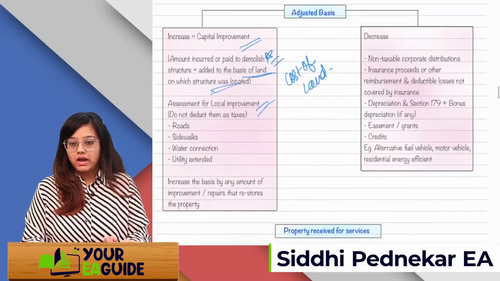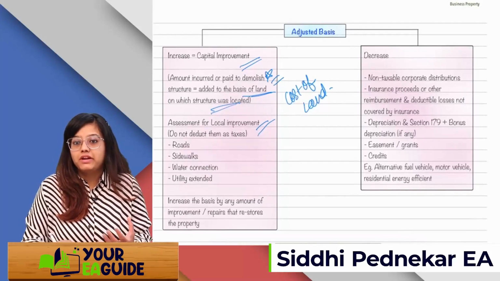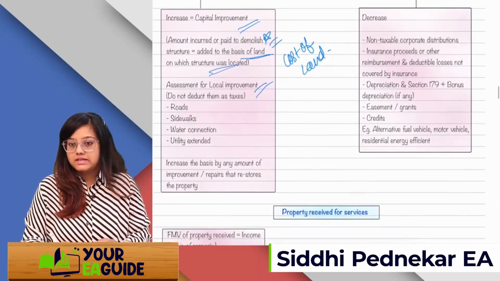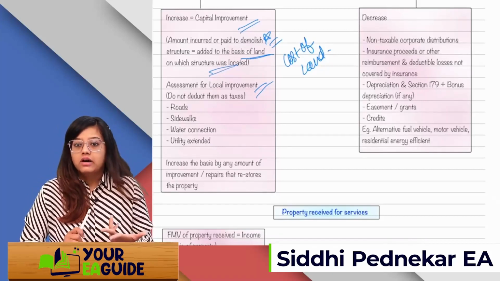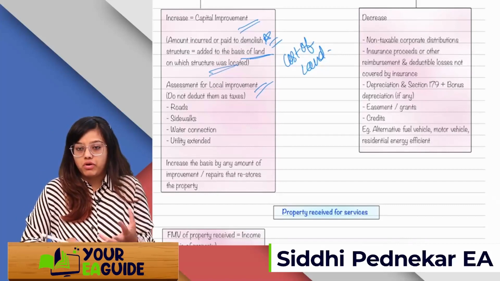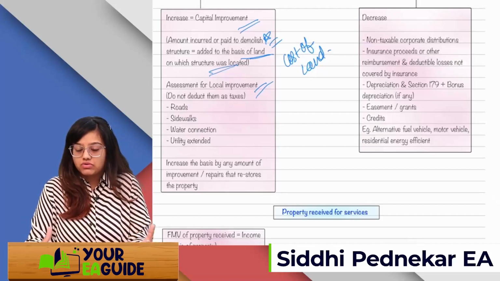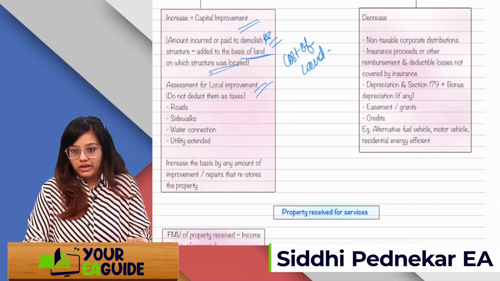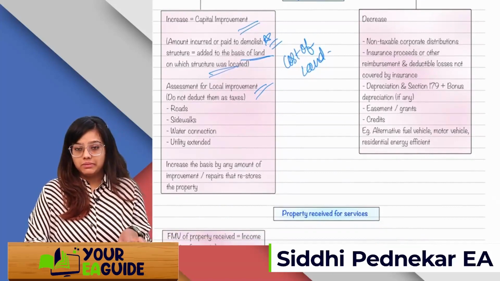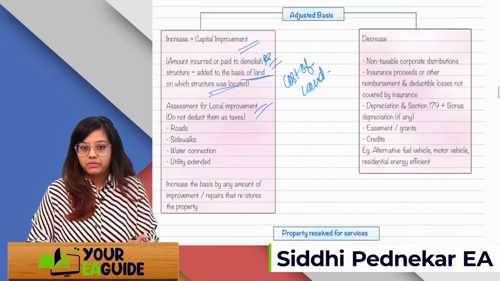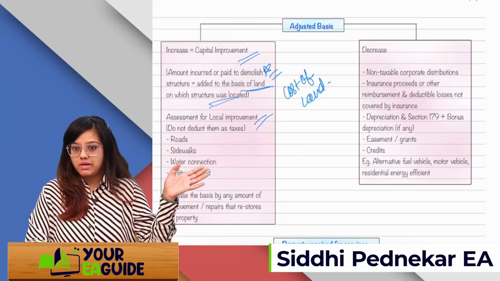Then there's the easement or grant which is given by the government, right? If you receive any easements or any benefits, you should reduce it. Then there are the credits claimed. For example, in vehicles, we claim an alternate fuel vehicle credit, motor vehicle credit, residential energy credit. For example, if you have bought any solar panels or some energy saving equipment for your house or maybe for business, then you get credits for that. Those credits, if taken, should be reduced from the cost to get the adjusted basis of the property. Got it? Adjusted basis is simple. Just remember what all things you need to add, and what all things you need to reduce.